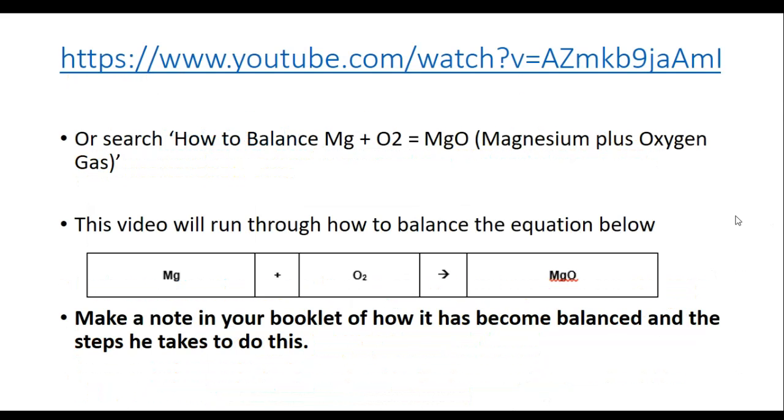Now, to help us know how to balance the equation below, I have included a video which goes through step by step how to balance the equation. So make a note in your booklet of how it has become balanced and the steps that are taken in this video in order to balance the equation. Make sure that you pause this video and then come back.